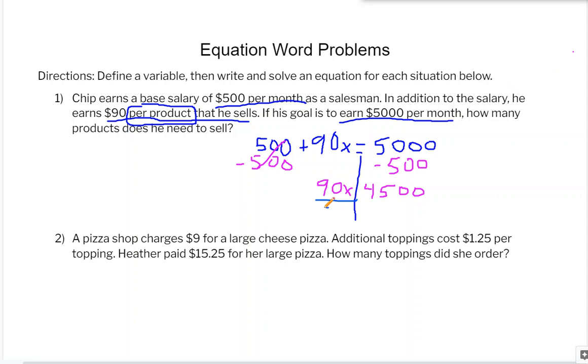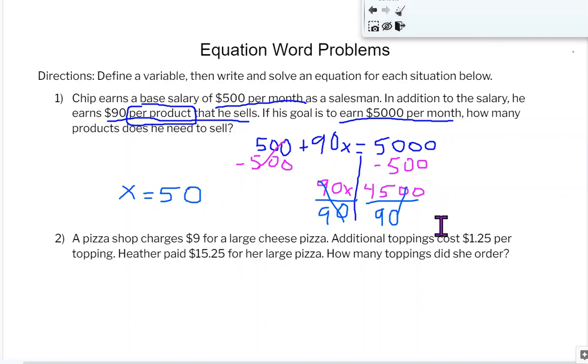So if I divide by 90, I cross those out, and divide this side by 90. 4,500 divided by 90: 45 divided by 9 is 5, and then I can cross off my zeros. I have one 0 left over, so he needs to sell 50 products. So x equals 50. Sometimes you might have to write this in a statement, so you can say Chip, that was his name, needs to sell 50 products. Boom. All right, so there we go.